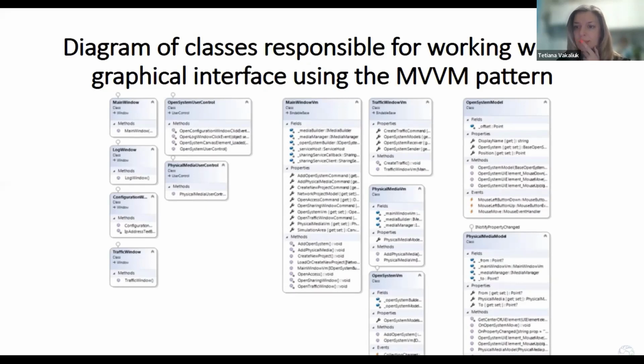Also, the model and view are not directly connected. The view model also contains the logic for getting data from the model, which is then passed to the view. The view model also defines the logic for updating the data in the model.